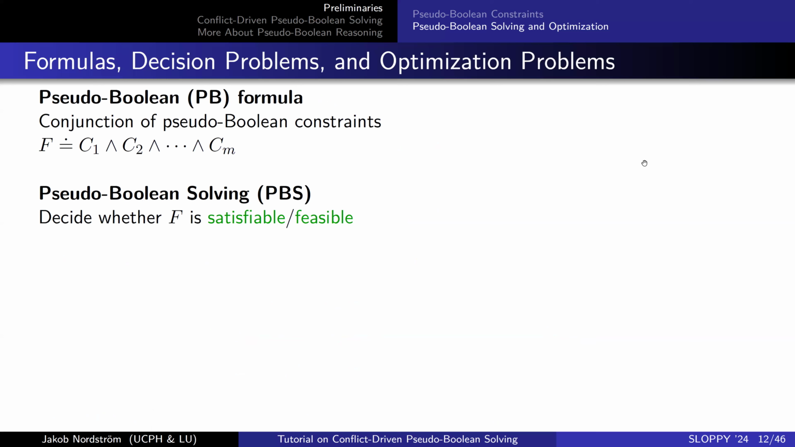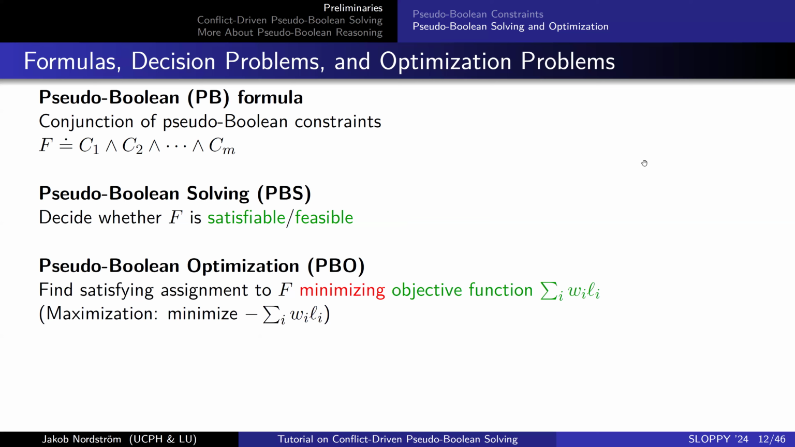The pseudo-Boolean solving problem is: given a pseudo-Boolean formula, is it satisfiable, or is it feasible? Is there a 0-1 assignment that satisfies all inequalities? In a pseudo-Boolean optimization problem, we want to, in addition, among all satisfying assignments, find the one that minimizes some objective, which I will again write as sum over i, w_i l_i.